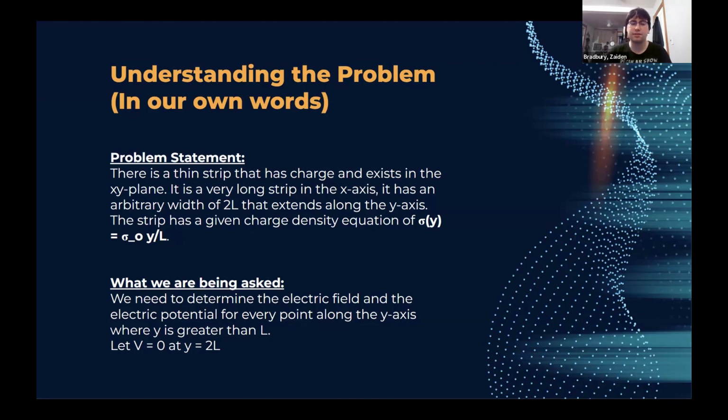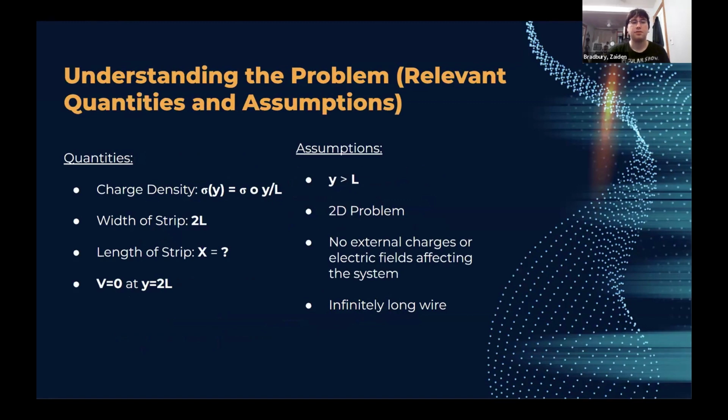And so what we're being asked in this problem is that we need to determine both the electric field and the electric potential for every point along the y-axis where y is greater than L. So now we need to let V equal 0 at y equals 2L for this problem as well. Another part of understanding the problem is the relevant quantities and assumptions: quantities that we need to identify for setting up this problem, as well as any assumptions that we need to make going forward.